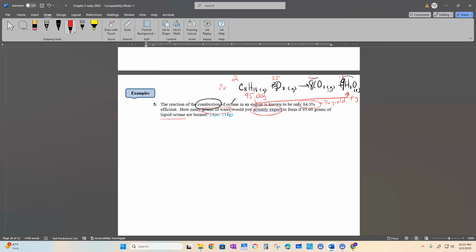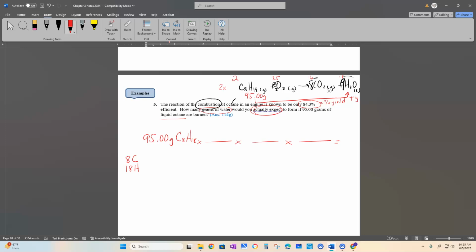So in this case, we're not even looking at oxygen, so there's no point to even deal with that fraction. So 95.0 grams of octane. And 3 steps, if you haven't guessed it. We do need a molar mass. So I got 8 carbons. I have 18 hydrogens.